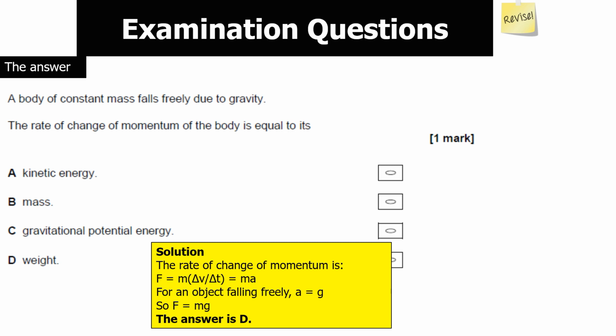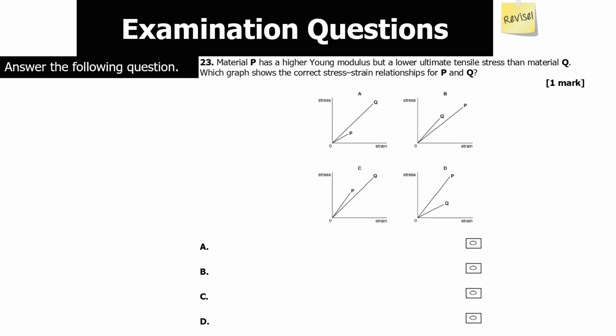The answer is D. The next question says, material P has a higher Young modulus but a lower ultimate tensile stress than material Q. Which of the graphs shows the correct stress-strain relationship for P and Q? So pause the video now, then unpause the video when you want to go through your answer. Right, so how do you answer this question?